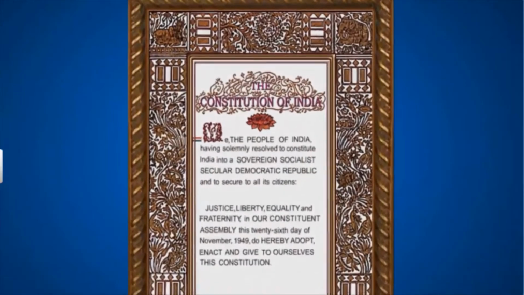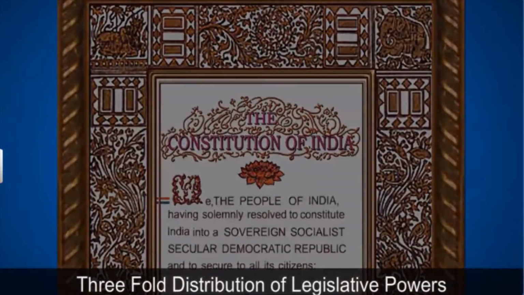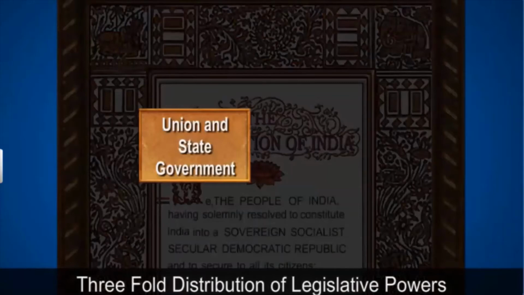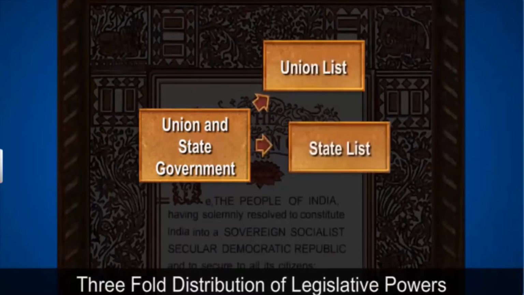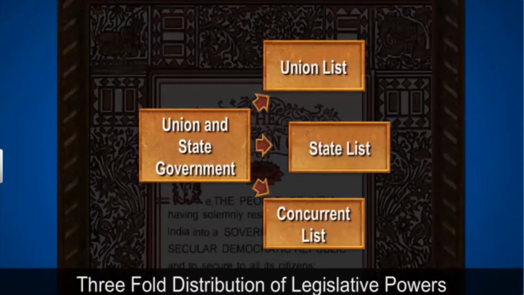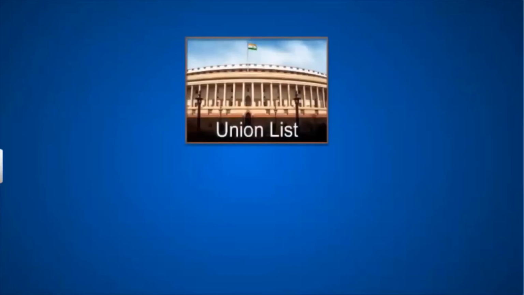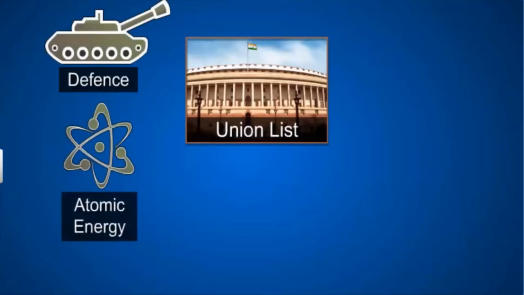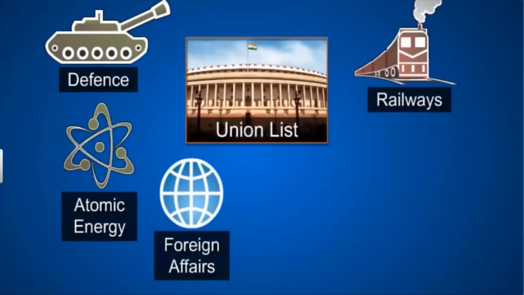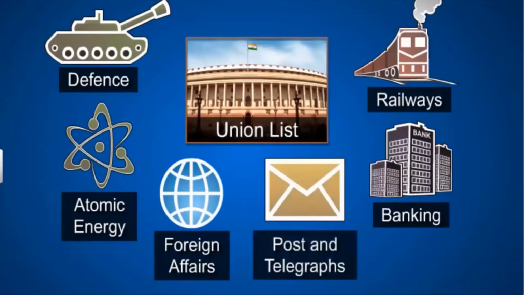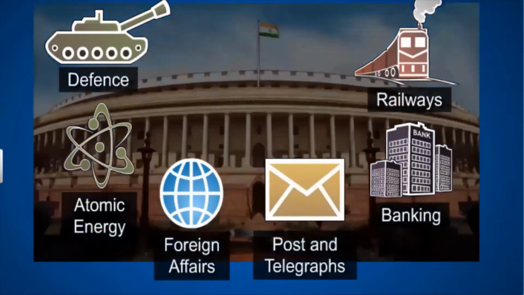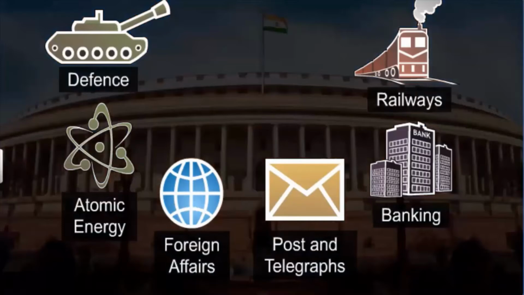The Constitution provides a threefold distribution of legislative power between the central and the state governments. Therefore, there are three lists, namely the Union List, State List, and the Concurrent List. The Union List includes 97 subjects of national importance such as defense, atomic energy, foreign affairs, railways, banking, posts and telegraphs. These matters need a uniform policy throughout the country and are hence included in this list. Laws on these Union List subjects can solely be made by the Parliament.